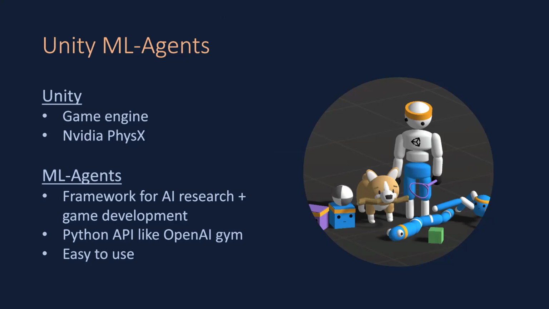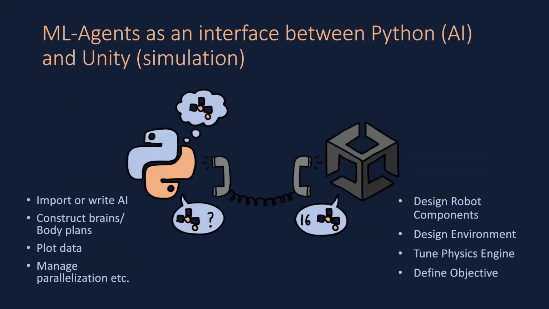But this framework is actually very nice because it has a Python API, which is very similar to the OpenAI Gym. It's not called that anymore, but that is how OpenAI Gym made its Python API. And so it's quite easy to use. This ML Agents library is an interface that communicates between Python and Unity. So in Unity, you can design your robot components, design your environments, tune your physics engine, define the fitness function, and then use Unity to create the entire simulation of the robot.